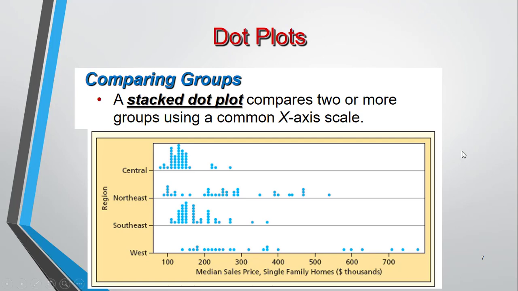When you compare groups, you can use stacked dot plots to do that. Compare two or more groups using a common axis scale. In this chart, we're comparing the median sales price of single-family homes in the United States. These are the prices in dollars, in thousands of dollars, right? So it's ranging from $100,000 to over $700,000. And this whole country is divided into 4 regions: Central, Northeast, Southeast, and West.